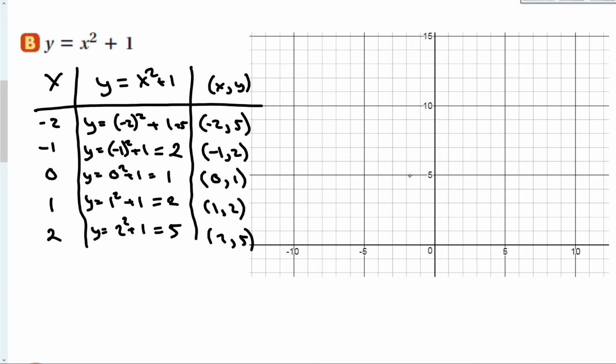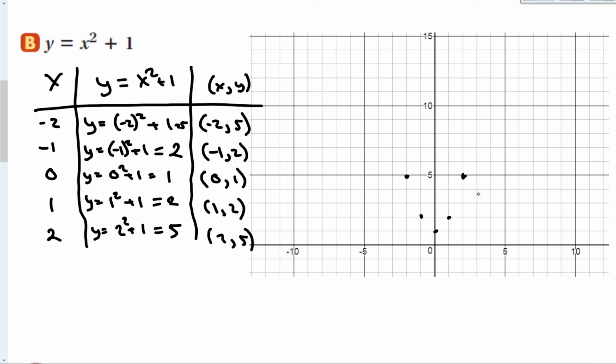So we got -2, 5 right there. -1, 2 right there. 0, 1 right there. 1, 2, and 2, 5. Okay, so almost a V, but it's not completely straight. I made this graph a little bit big.